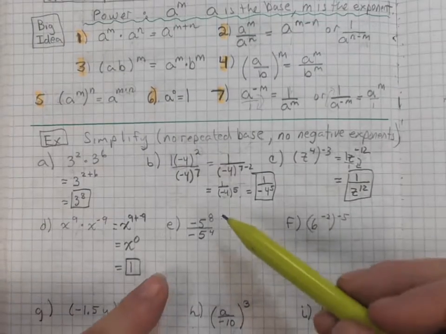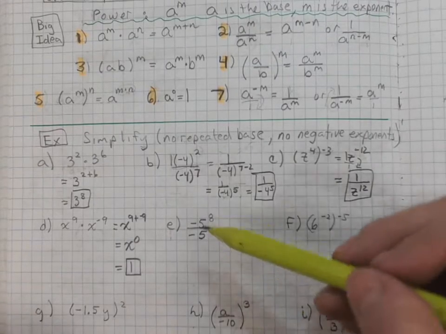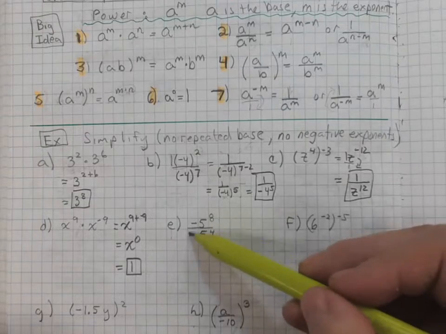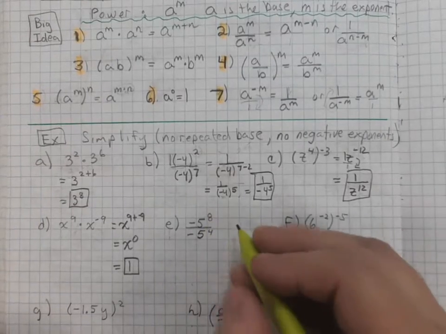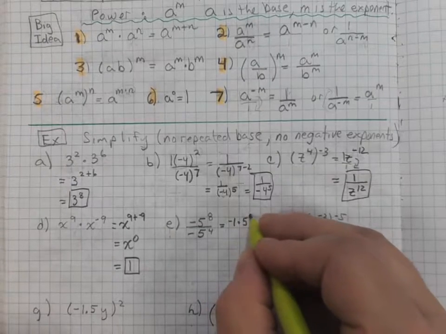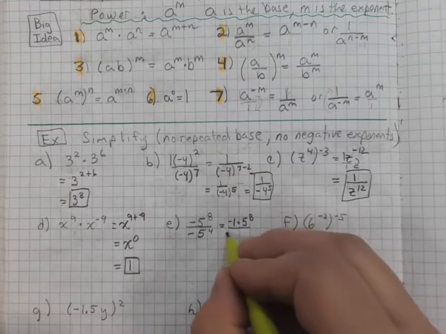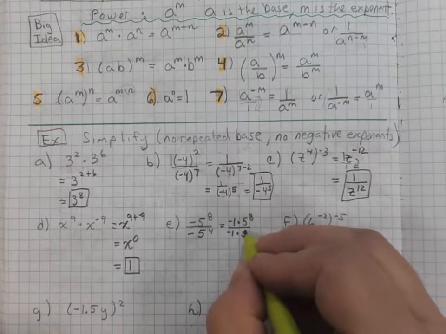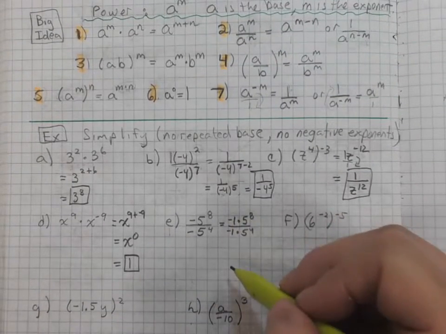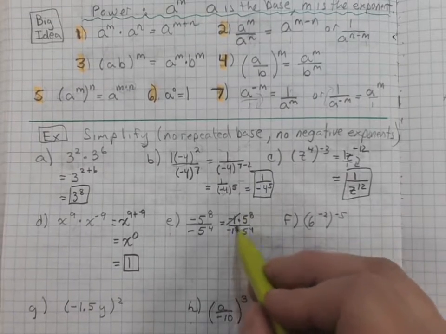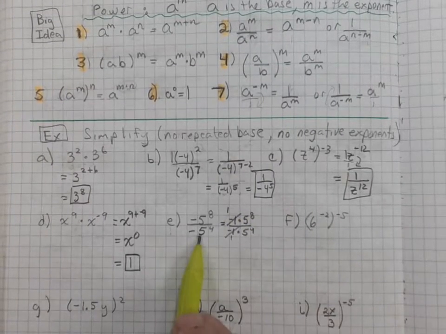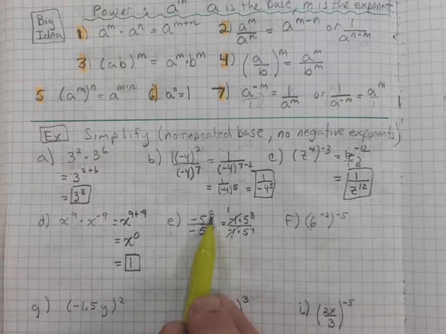All right, here we go. E. Again, same base, but I want you to notice this is not in parentheses this time. So this is no different than saying negative 1 times 5 to the 8th over negative 1 times 5 to the 4th. And negative 1 divided by itself is going to be positive 1. Not in parentheses, then we do not take the negative to the power.